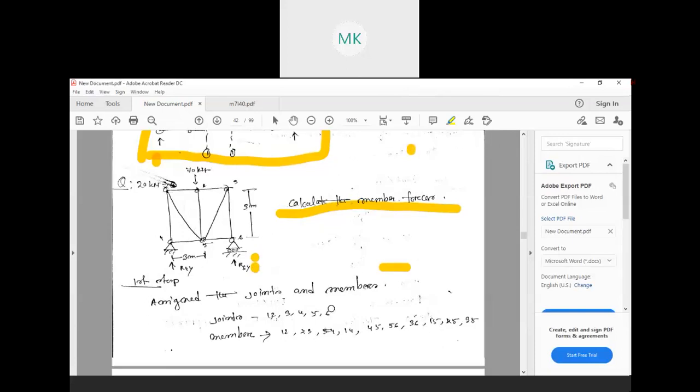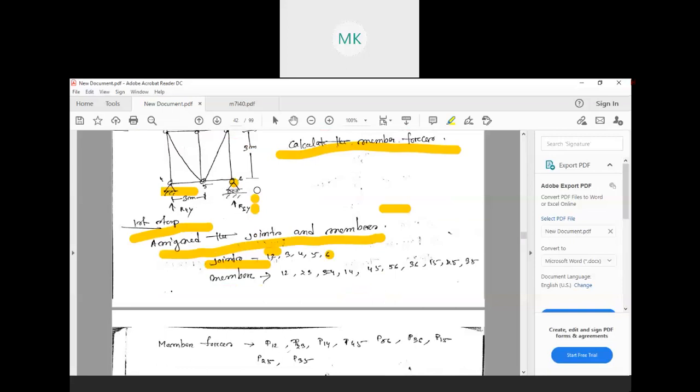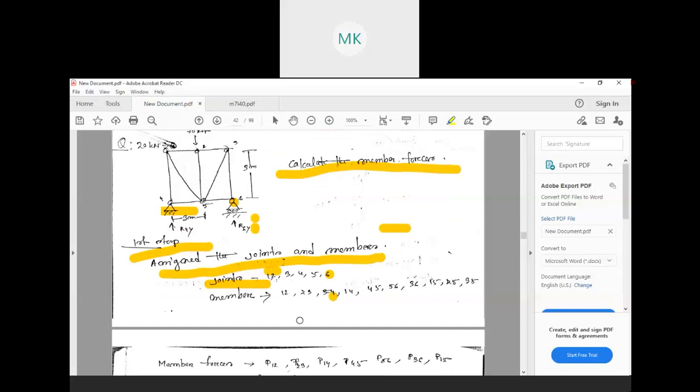First, in the first step, assign the joints and members. We need to assign some names. As you can see here, the joints are numbered 1, 2, 3, 4, 5, and 6. After that, we need to number the members. You can number them in whatever way is convenient. As you can see, I am numbering here member 1-2, then 2-3, like that.